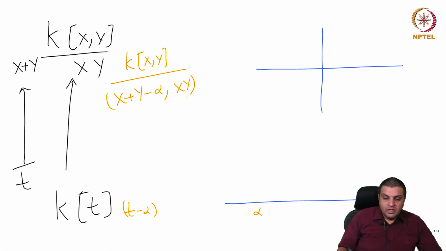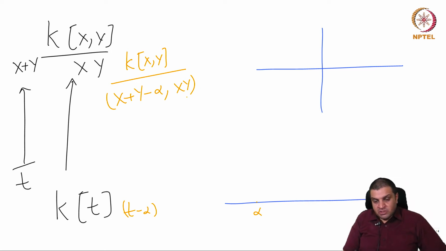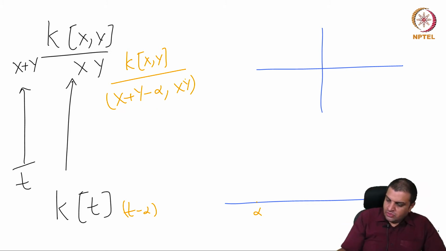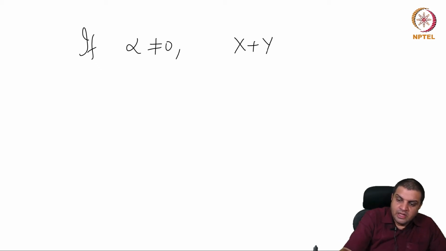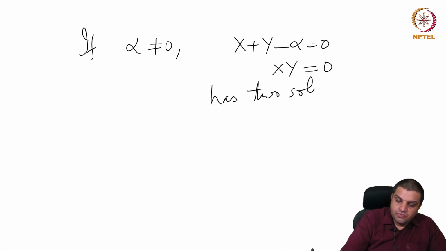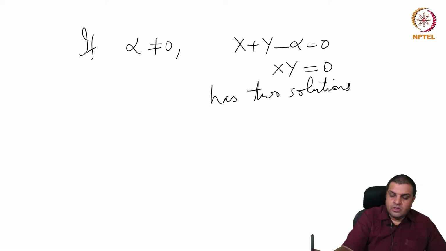Now, irrespective of the value of alpha, this has one or two solutions. So let's do that. If alpha is not equal to 0, the equations x plus y minus alpha equals 0, xy equals 0 has two solutions. You can work that out.